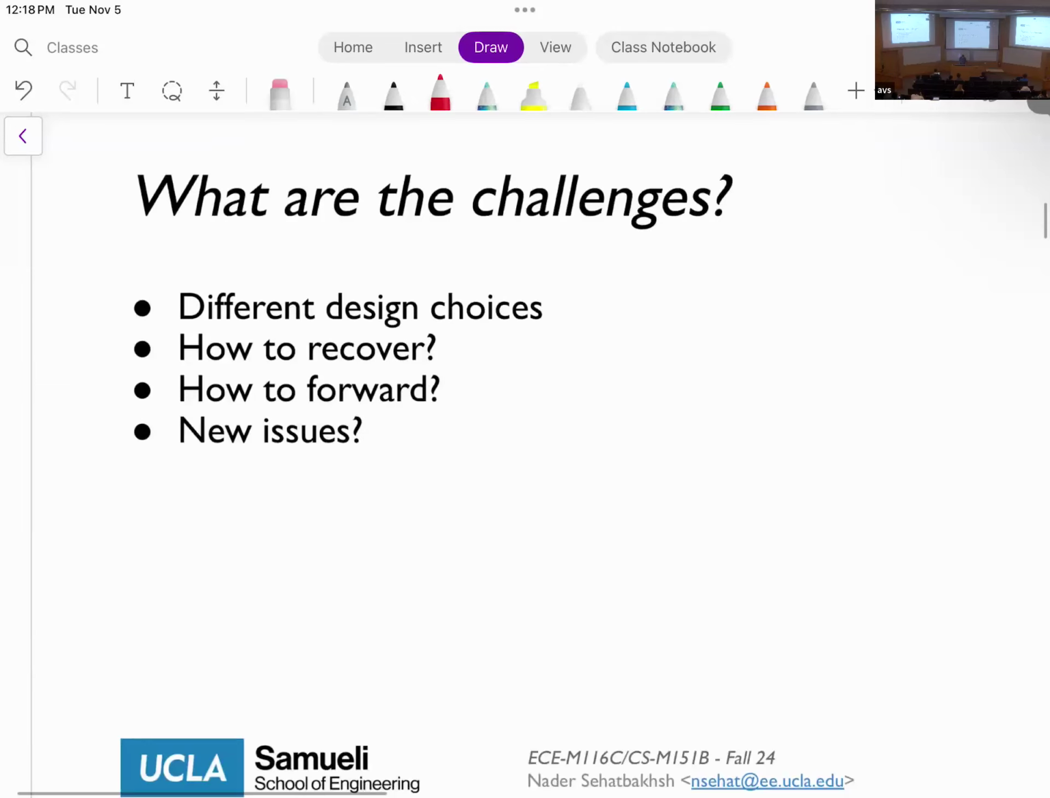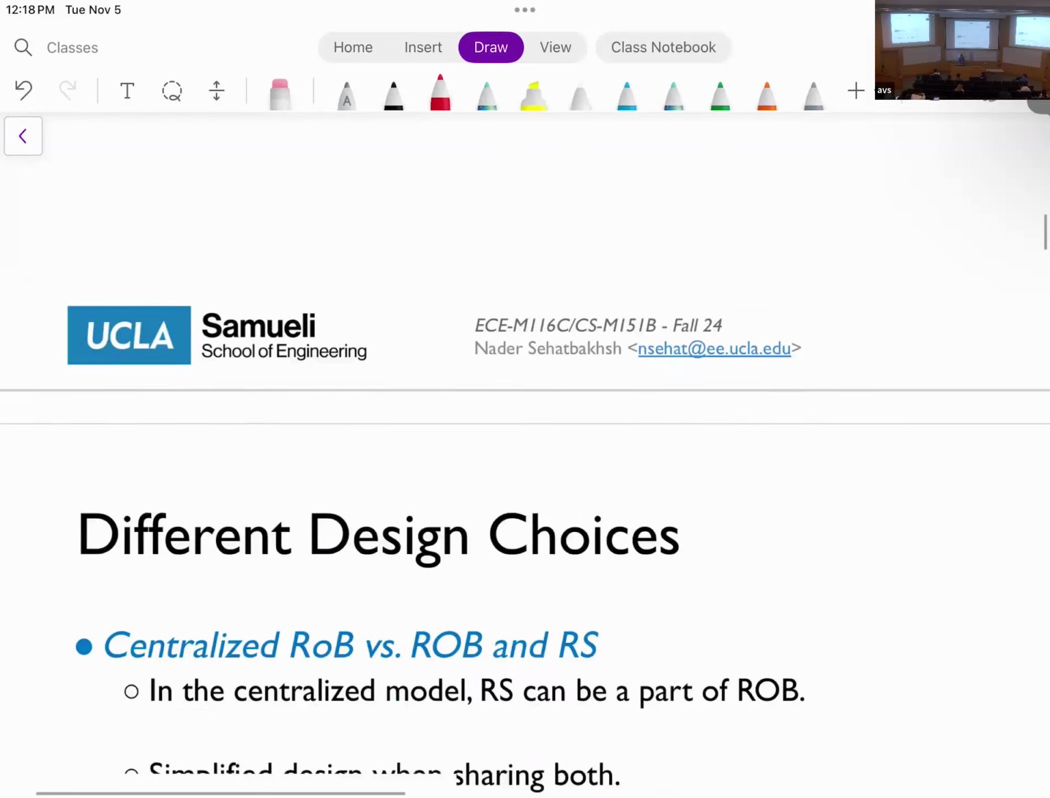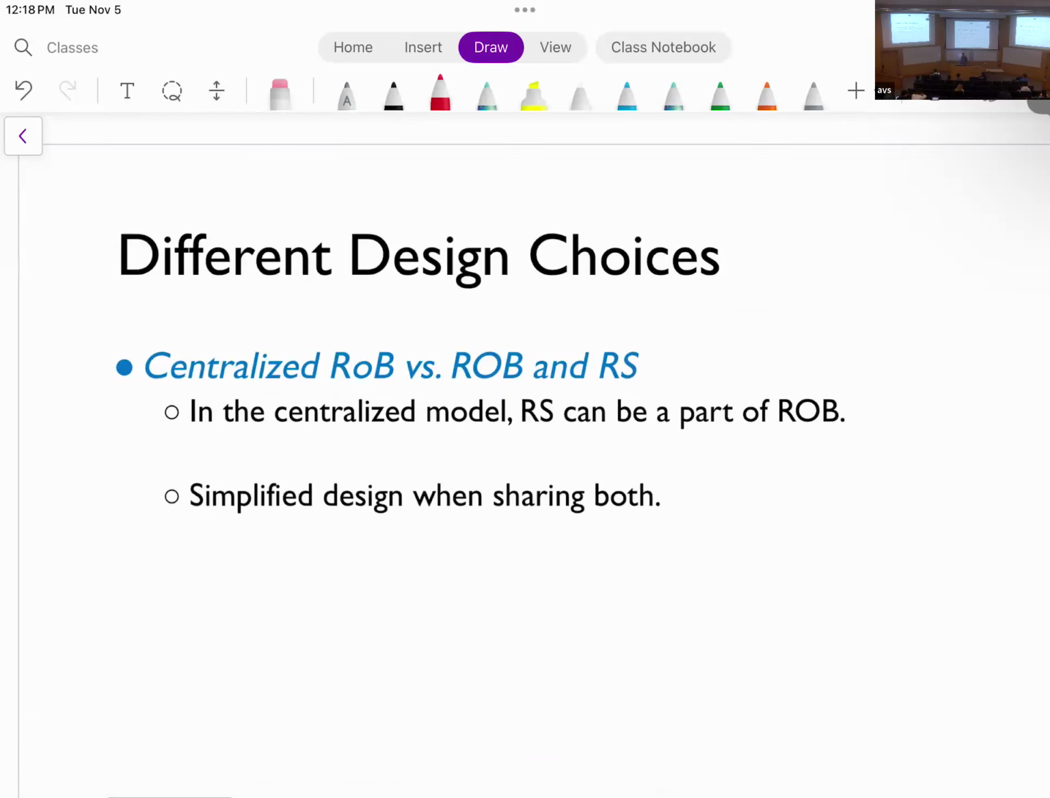Okay, so let's talk about the design challenges. First of all, I'm going to talk a little bit about different design choices, as I said. Then I'm going to talk about forwarding and flushing. And then lastly, I'm going to talk about new issues that are created as a result of out of order that we didn't have or know about. And we're going to finish the discussions.